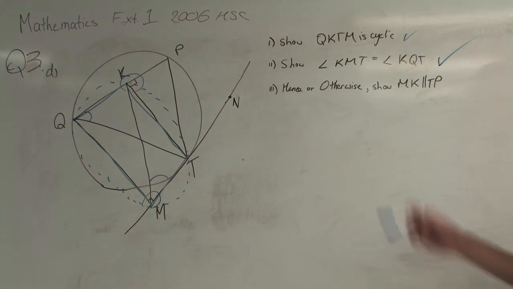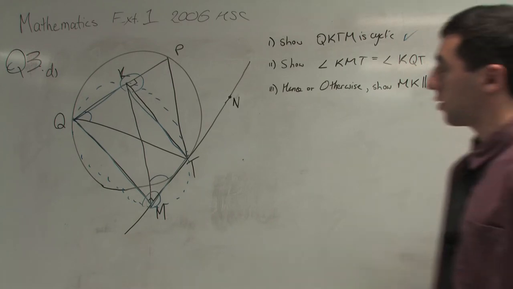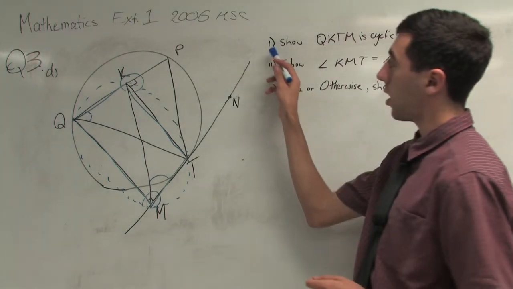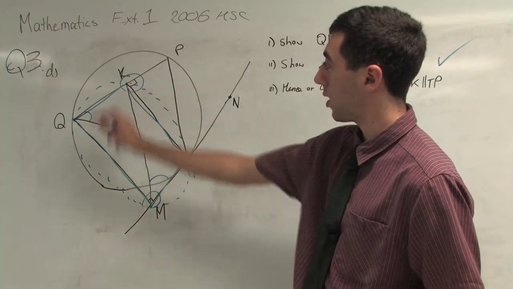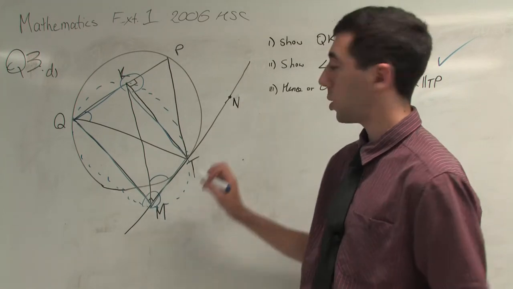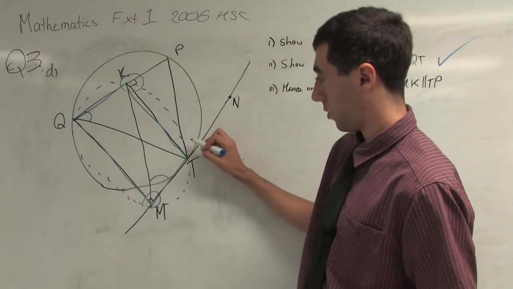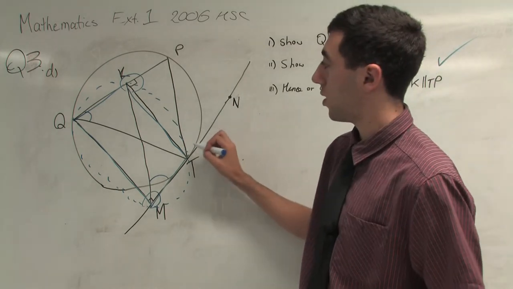Hence or otherwise, show that line MK is parallel to TP. Okay, so this is the last step. So obviously we're going to be using I and II. So since we know that these two angles are the same, let's consider the bigger circle, TPQ. And since this is a tangent, one thing you should think is that the tangent and the angle that a chord and a tangent make will be equal to the angle in the alternate segment.